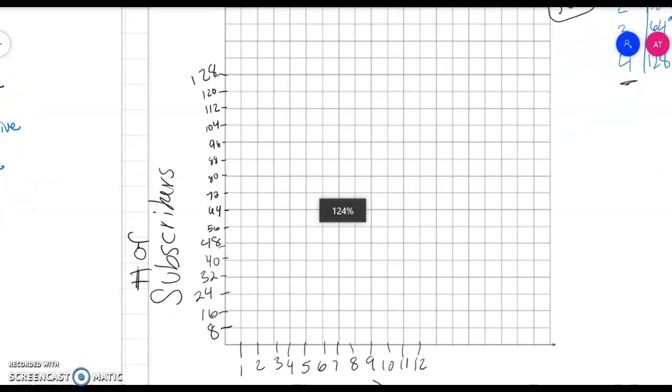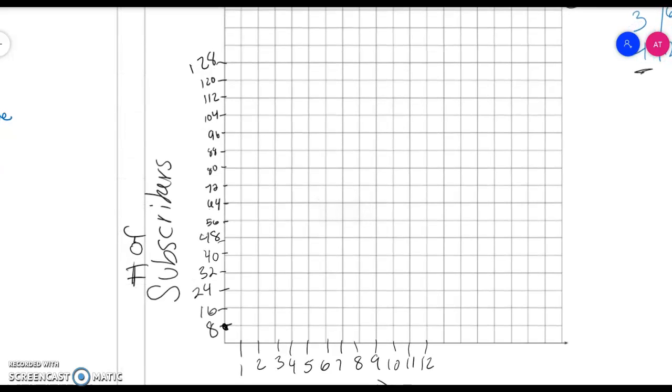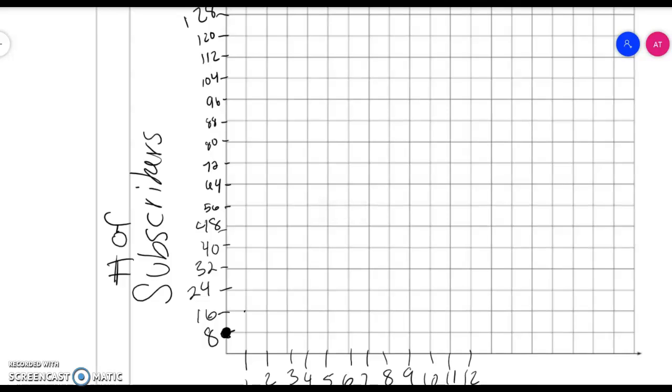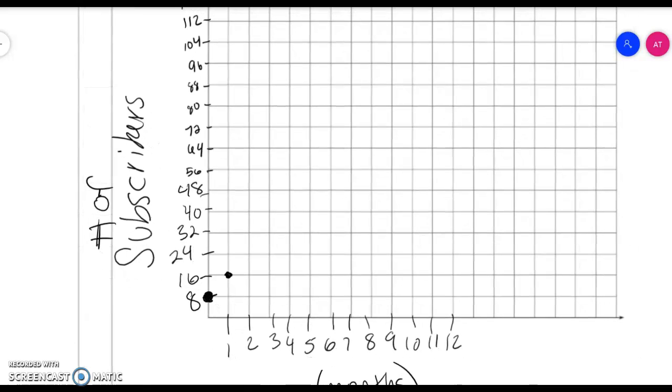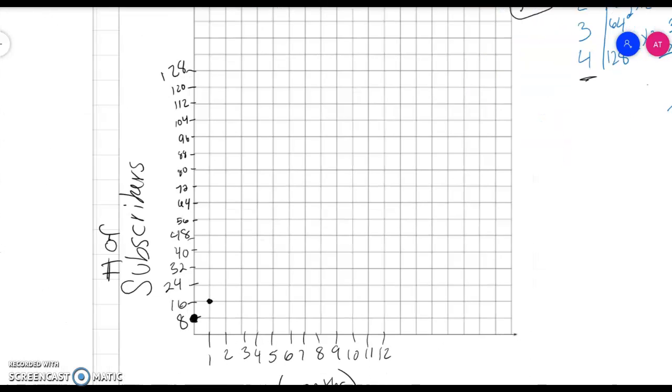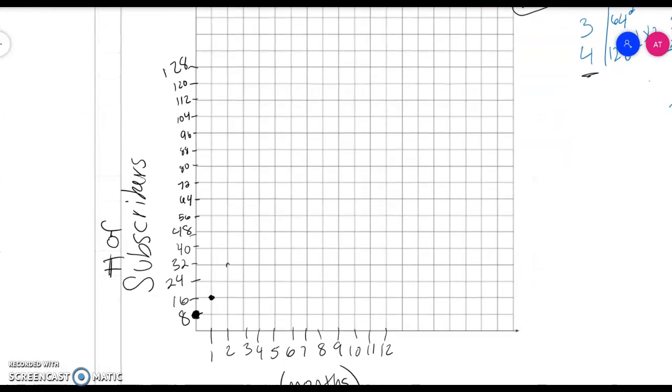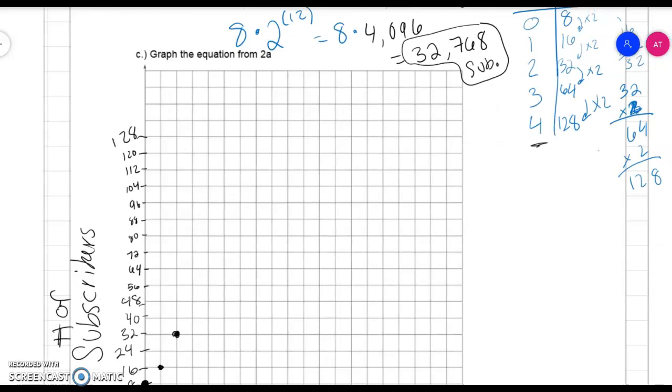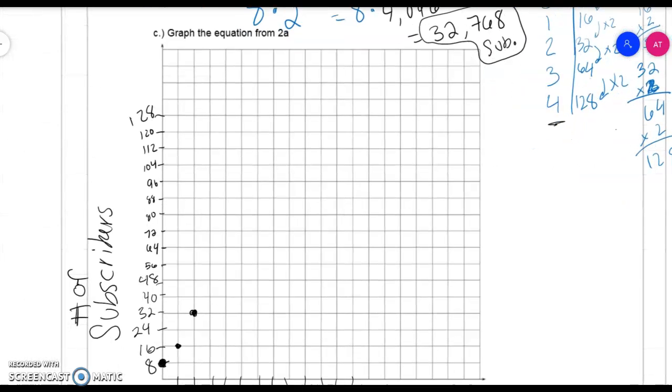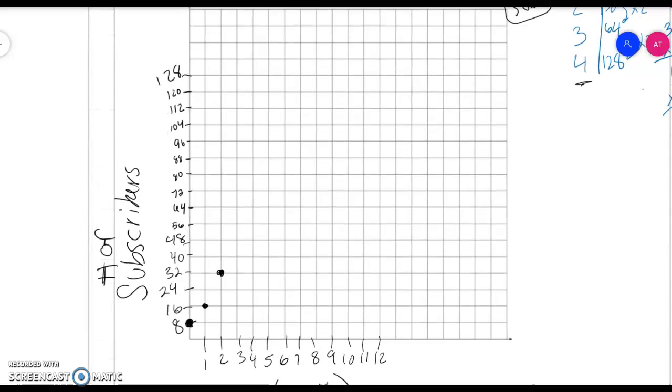So what I'm going to do at 0 months is put 8 because that's how many subscribers she had already. At 1 month, she had 16. Oops, sorry. Let me move this down a little bit. At 2 months, she had how many? 32. So I'm going to put 32. And you'll see that it starts to curve. It's not going to be a perfectly straight line because that's what an exponential function is. It's not a straight line. It's a curved line. And then 4 we said was 128.